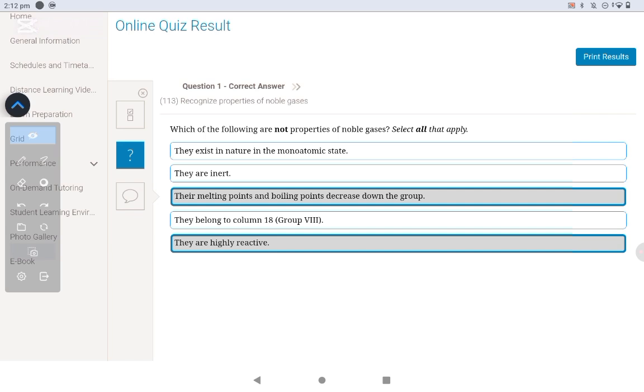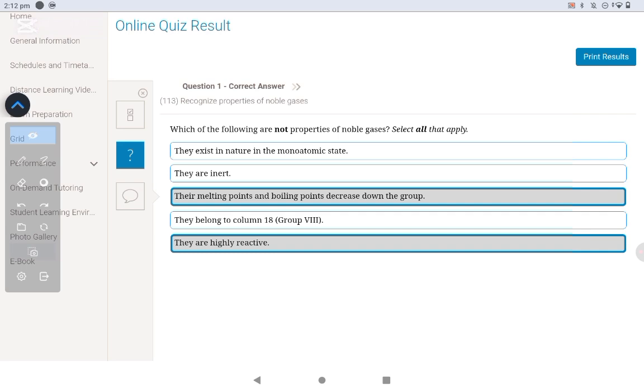Noble gases exist in nature in the monoatomic state, which means they exist as one atom. They don't react, they are inert. Their melting points and boiling points decrease down the group? Wrong, it actually increases down the group. So melting points and boiling points increase down the group.